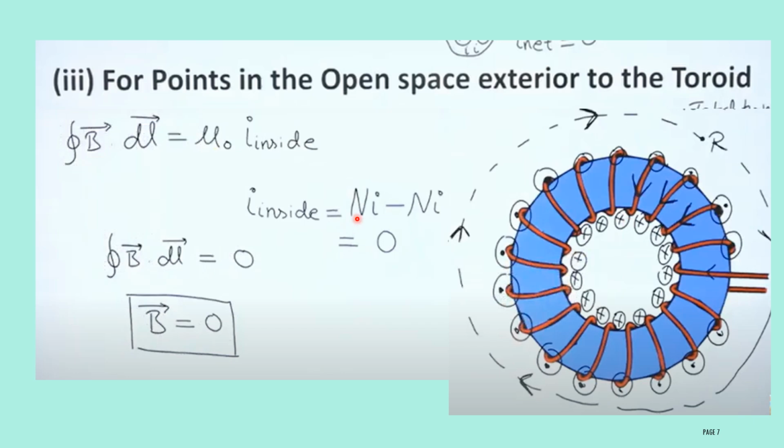Here n indicates the number of turns. The current entering the toroid is equal to the current coming out of the toroid. Therefore the net current will be 0. Therefore integral B dot dl will be 0. Then the magnetic field at the point R will be 0.